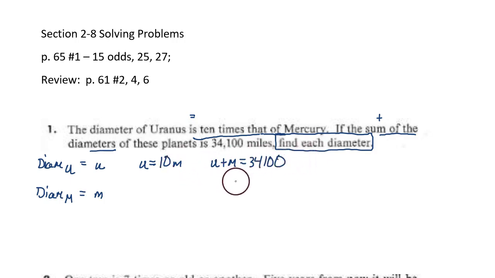Here are some equations created from the sentences in the paragraph. I want to solve these equations to figure out answers for U and M. This equation I wrote here has two different variables in it. That makes it hard to solve. However, we can use the substitution process to replace the letter U with 10M. So where I have a U, I'm going to substitute 10M.